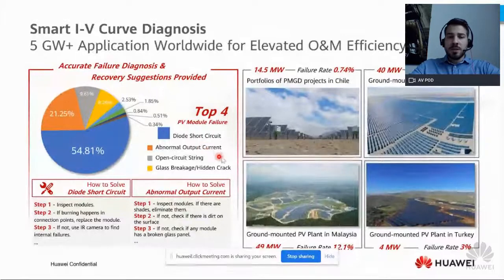And we also have some problems with shading or if the glass breaks. So this is also a common problem. As you can see, we have some projects in Chile and in Golmud, China, and the failure rate is quite high, so it costs a lot of money to the operators to have this problem. So by implementing the Smart IV curve and running the test, they can mitigate this factor, and they can mitigate the cost and the loss of yield in the operation of the power plant.